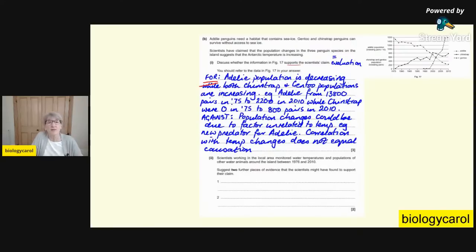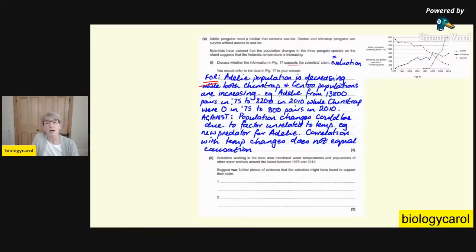I wrote what I've just said to you. And then I realized, refer to data. So I thought, okay, now I've got to talk about what happened to the Adelie penguin numbers. So that's what I wrote. The against was that the population changes could be due to some completely different factor. And rather than just saying, could be another factor, try and think of something. So I thought of something that could cause the Adelie penguins to reduce, and that would be a new predator of some kind.